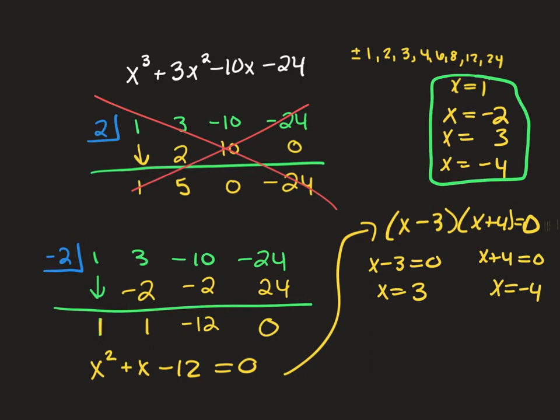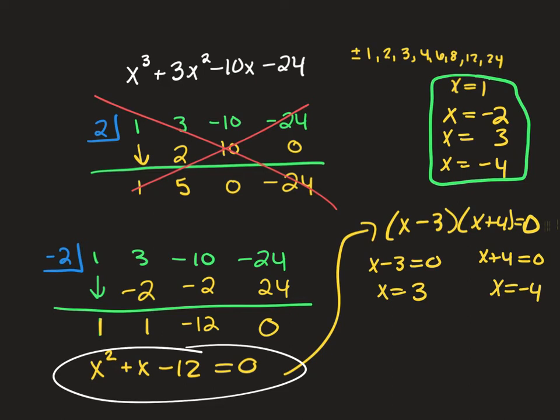So let's kind of recap. Step 1 is list all your possible solutions. Step 2, take some from those lists, start using synthetic division, and then you just have to work your way down until you get a quadratic. And then you should be able to factor that evenly.